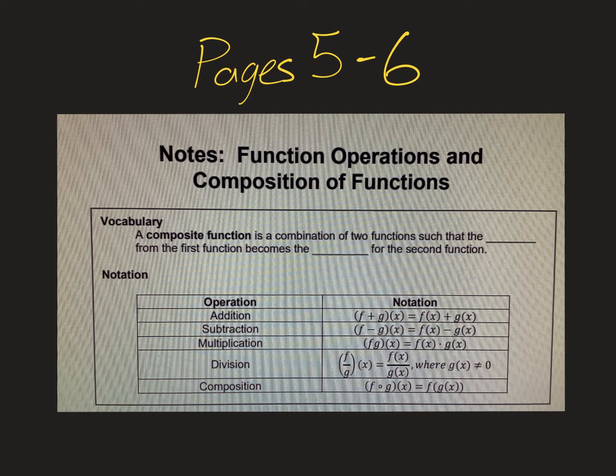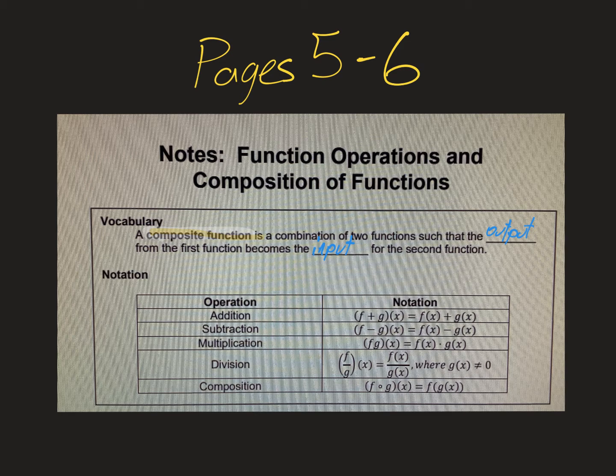Okay, so let's start with some vocabulary. The first thing that we mention is the word composite function. I've highlighted that a little bit for you. It's a combination of two functions where the output from the first function becomes the input for the second function. Now, this is a bit of a fancy definition, but what it means is you take the results from the first function and you plug them into the second function. We'll show you some examples of that a little bit later on in the notes packet, so I'll refer back to this at that point.